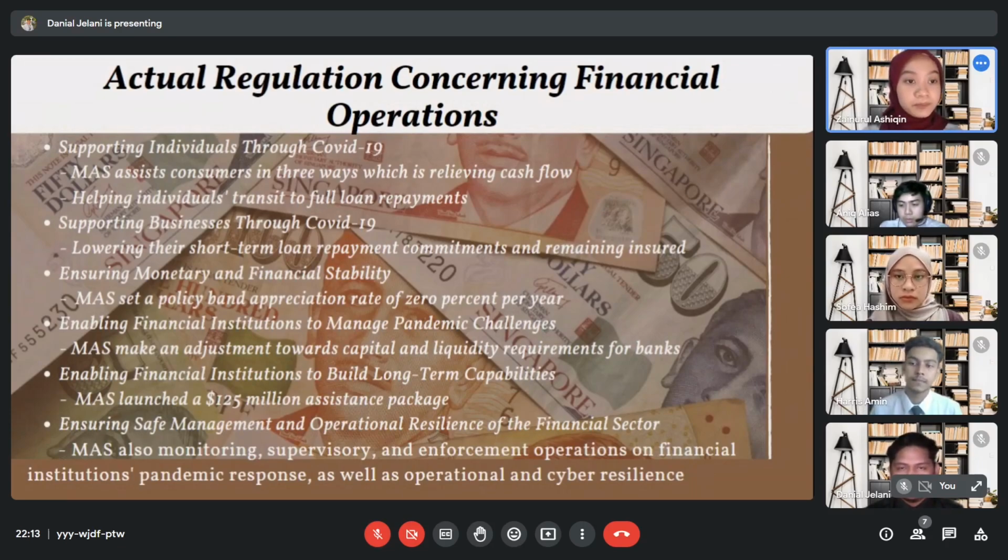Okay, second is supporting businesses through COVID-19. MAS has collaborated with Singaporean financial institutions to provide choices for SMEs in need of lowering their short-term loan repayment commitments and remaining insured despite financial challenges.